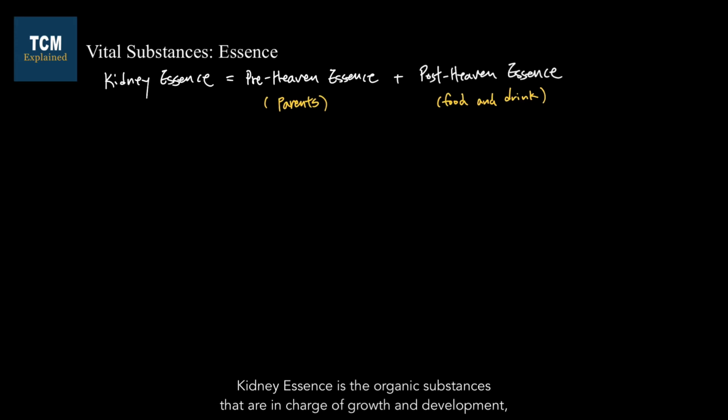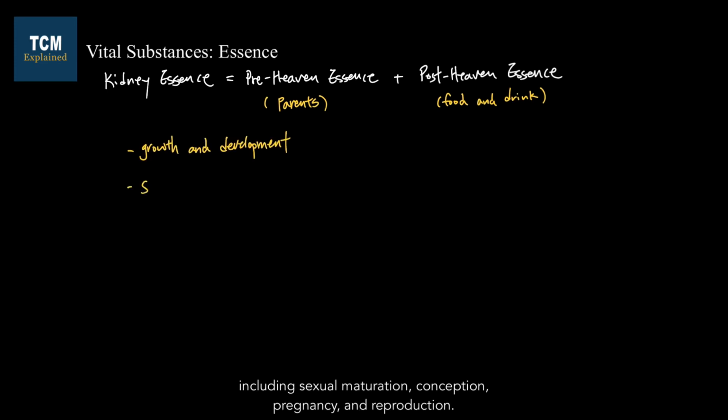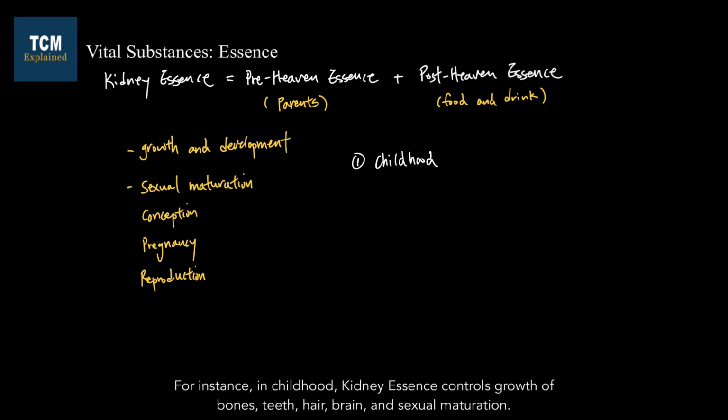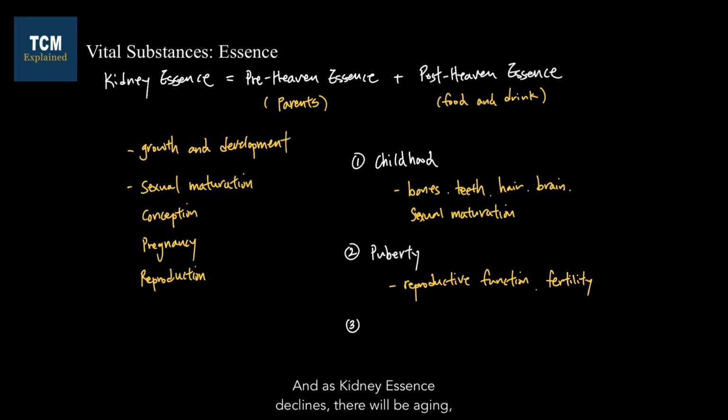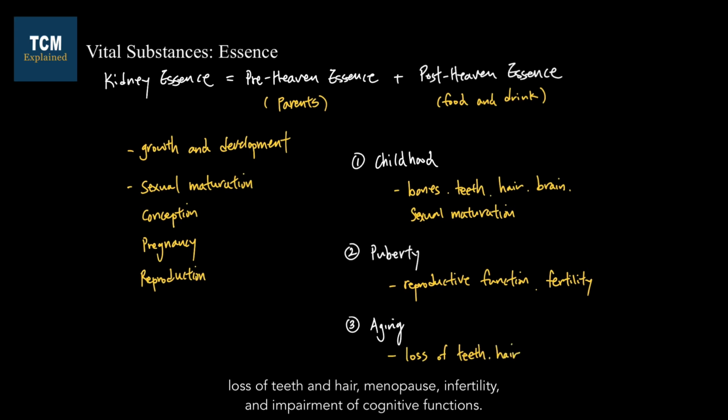Kidney essence is the organic substance that is in charge of growth and development, including sexual maturation, conception, pregnancy, and reproduction. For instance, in childhood, kidney essence controls growth of bones, teeth, hair, brain, and sexual maturation. After puberty, kidney essence controls the reproductive functions and fertility. And as kidney essence declines, there will be aging, loss of teeth and hair, menopause, infertility, and impairment of cognitive functions.